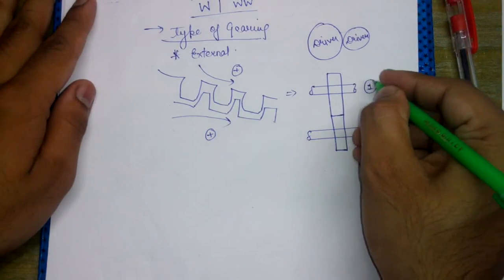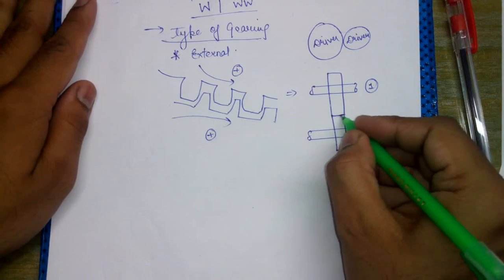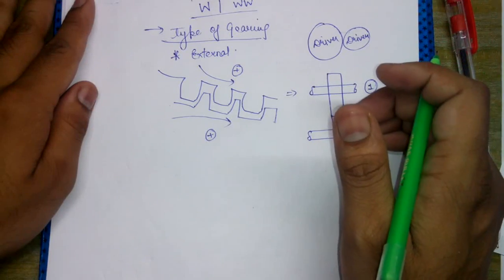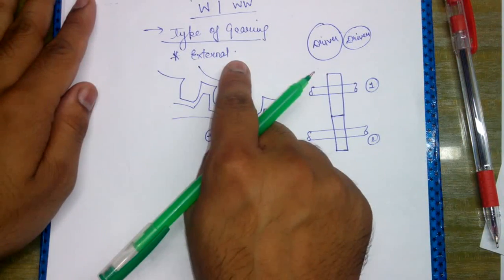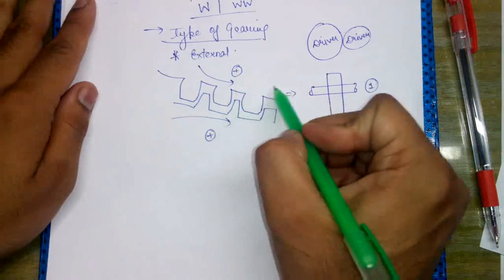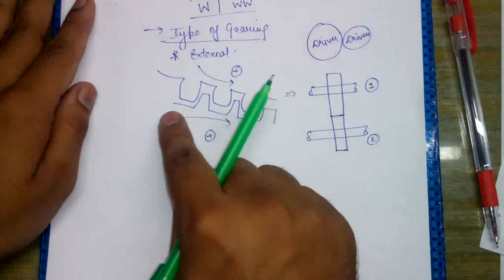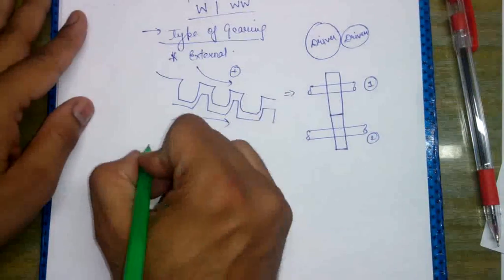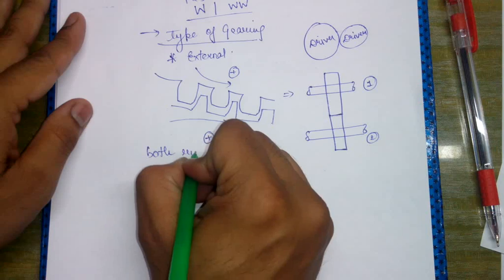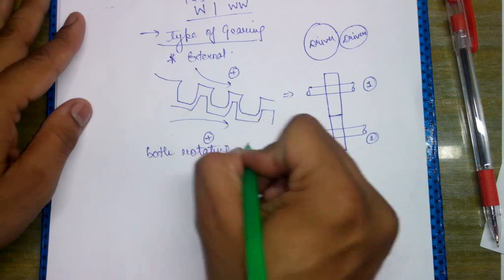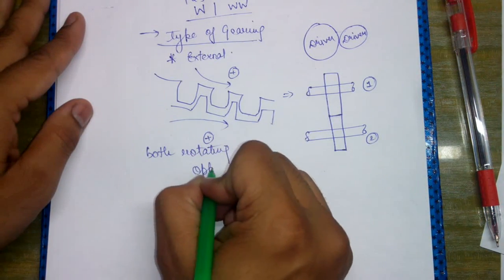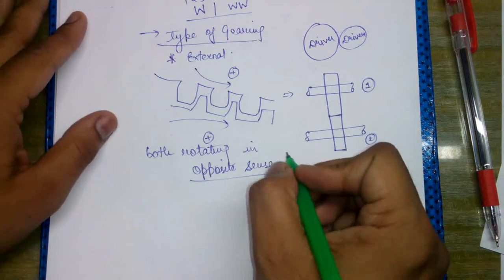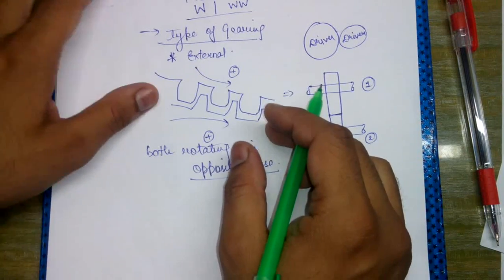Okay, so this is gear number 1, this is gear number 2, and at this point we are actually having the engagement between the teeth of 1 and 2. And please mind that in case of the external gearing, if this is rotating in the anti-clockwise sense, the other would definitely rotate in the clockwise sense. So both are rotating in the opposite sense. Both are rotating in the opposite sense in case of external gearing.